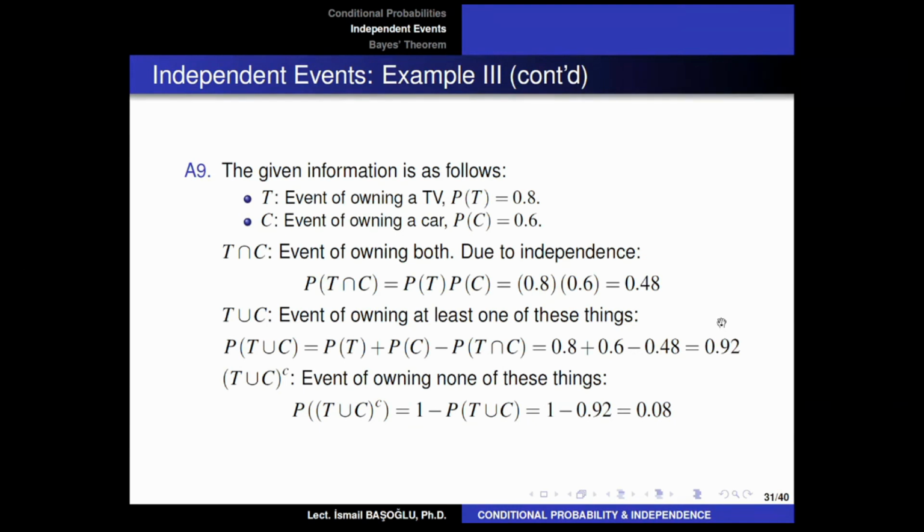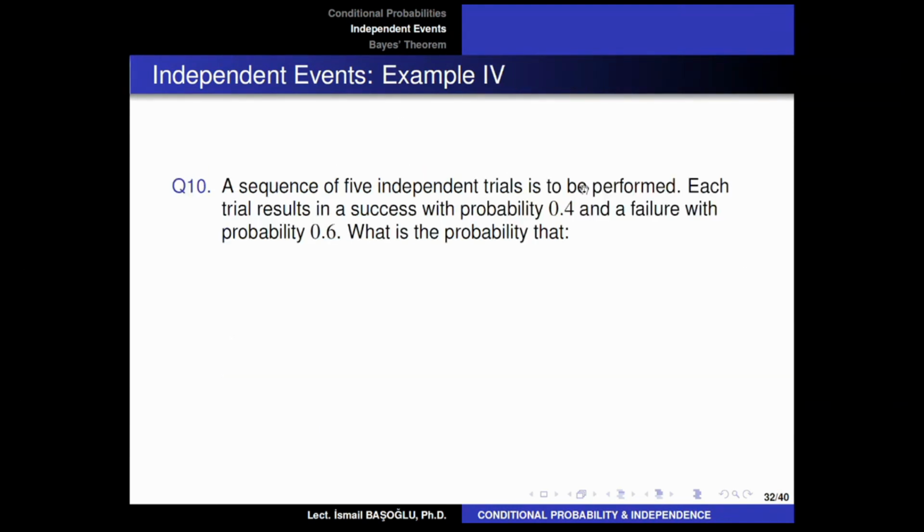Now, moving further, a sequence of 5 independent trials is to be performed. Each trial results in a success with probability 0.4 and a failure with probability 0.6. What is the probability that no success occurs in 5 trials? The question states an important thing about these trials. Every time you perform a trial, they are independent. It says we are performing a sequence of 5 independent trials. And at each trial, you either end up with success with 0.4 probability or failure with 0.6.